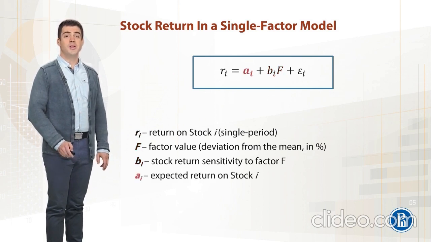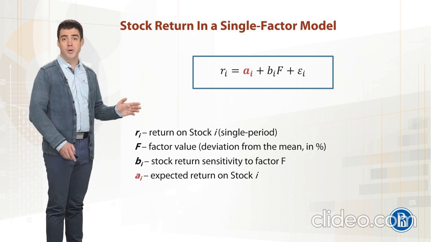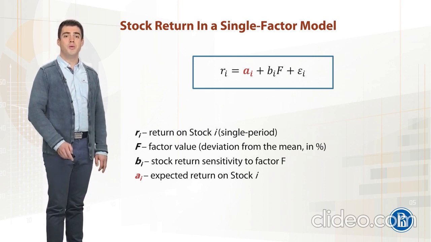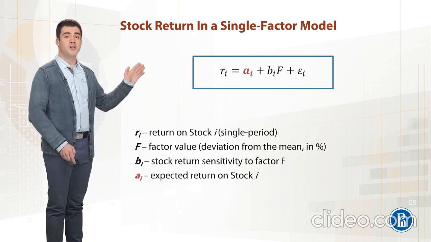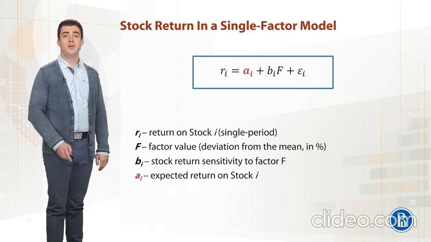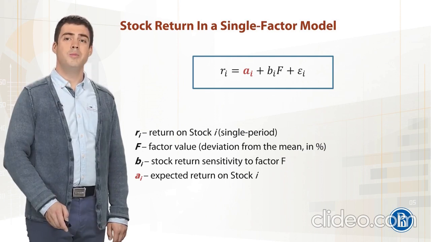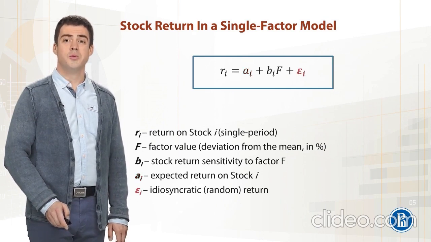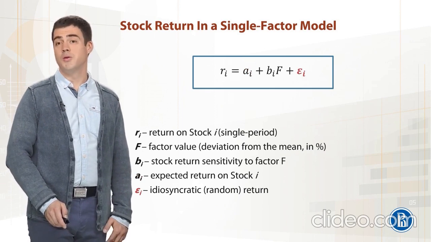In other words, once the deviation from the mean in the current period equals 0, then the stock return in this very period should equal its expected return, which is the A parameter in this single-factor model. And this will only be valid if the idiosyncratic or random return in our case equals 0.